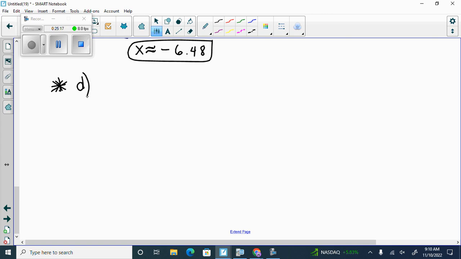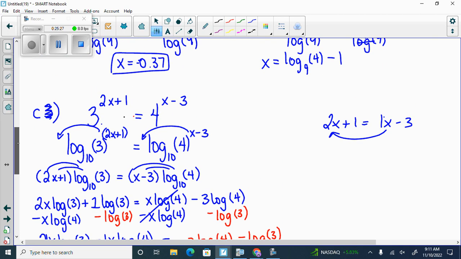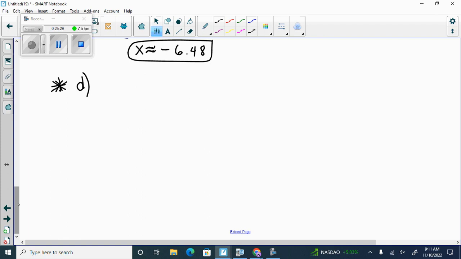Okay. Star it, highlight it, box it, know how to do it. Okay? So in the previous one, I said 3 to the 2x plus 1. So I'm going to go 2, 3 to the 2x plus 1 equals 4 to the x minus 3. It's very similar to the previous question.